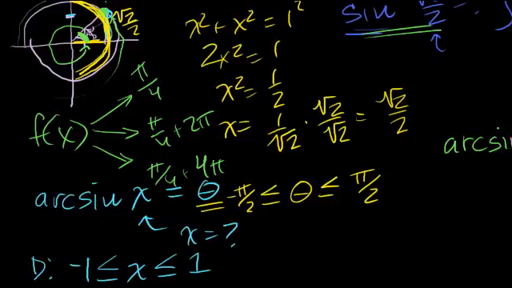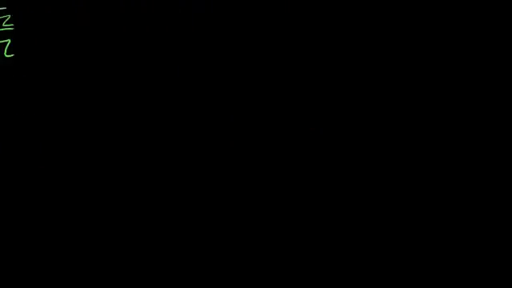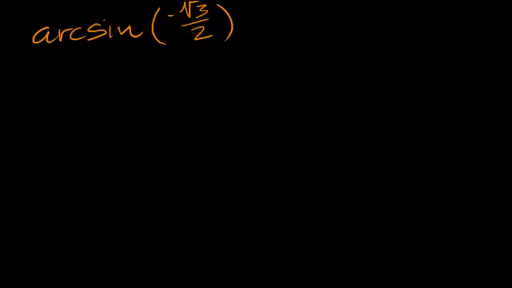Let's do another problem. Let me clear out some space here. Let me do another arcsine. So let's say I were to ask you what the arcsine of minus square root of 3 over 2 is. Now you might have that memorized. You say, oh, I immediately know that sine of theta is square root of 3 over 2, and you'd be done. But I don't have that memorized.